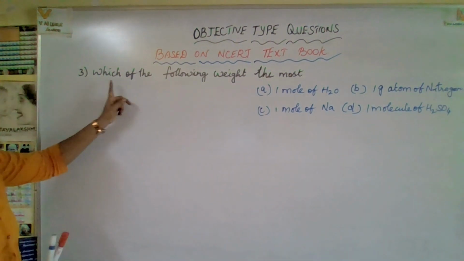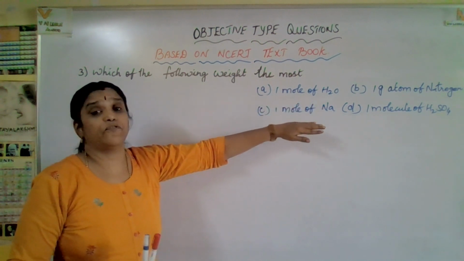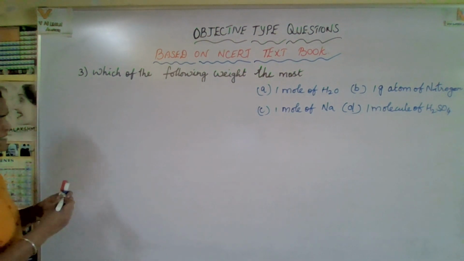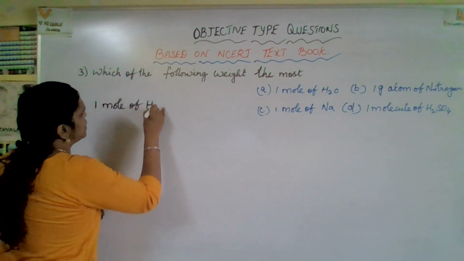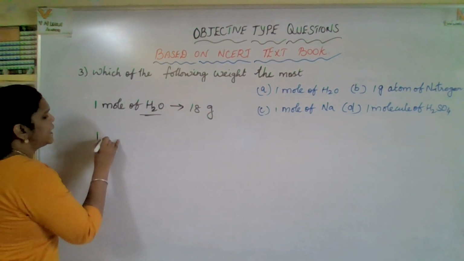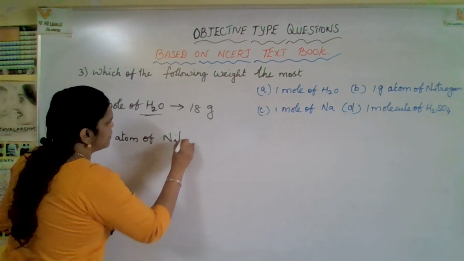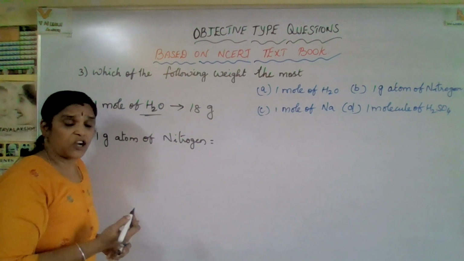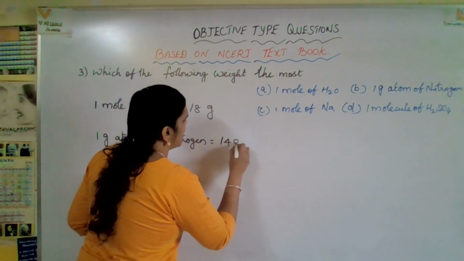The next question, which of the following weigh the most? 1 mole of H2O, 1 gram atom of nitrogen, 1 mole of sodium and 1 molecule of H2SO4. Yes, this is very simple and interesting also. 1 mole of water, what it is? It's 18 gram. H2O, no? 18 gram. 1 gram atom of nitrogen. Nitrogen, only one atom they mention. Actually, nitrogen it's a diatomic molecule, but they mention 1 gram atom of nitrogen. That is 14 gram only.